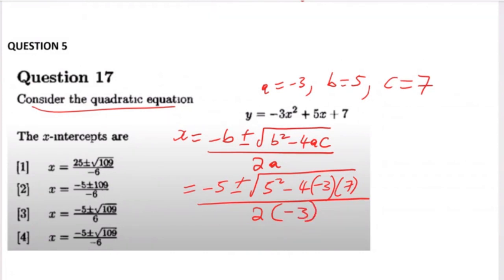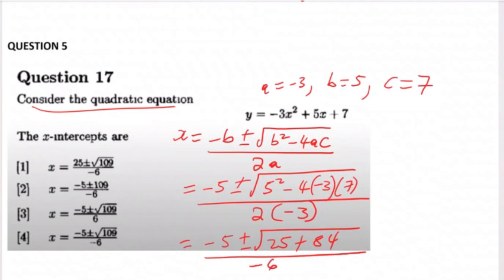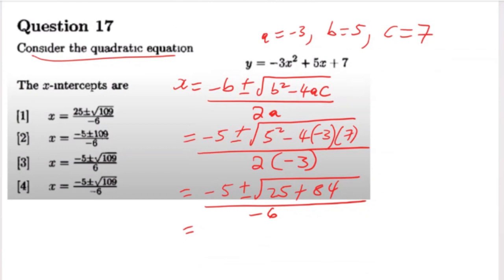The signs are very important, so be careful how you work with your signs. Now this is going to be equal to -5 plus or minus the square root of 25 plus 84, divided by -6. So this is equal to -5 plus or minus the square root of 109, over -6. You're always looking at the choice of your answers.